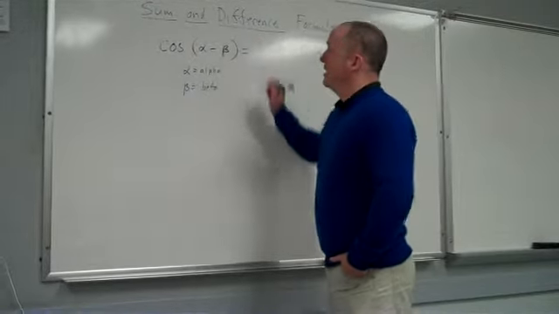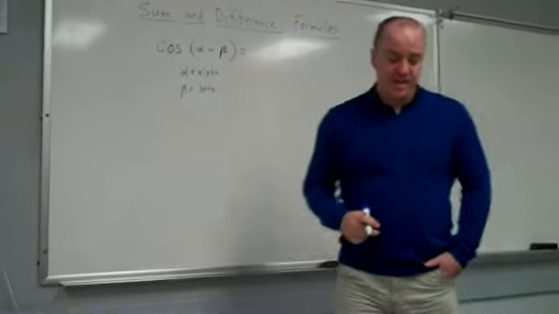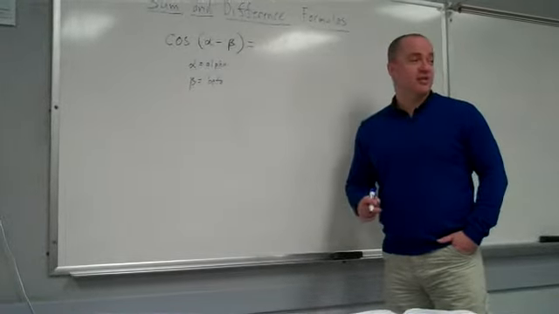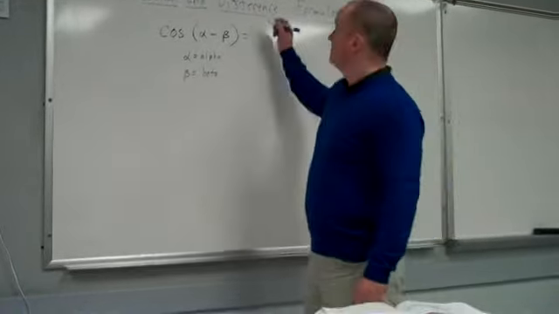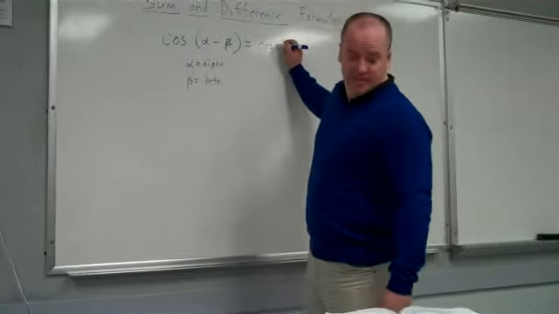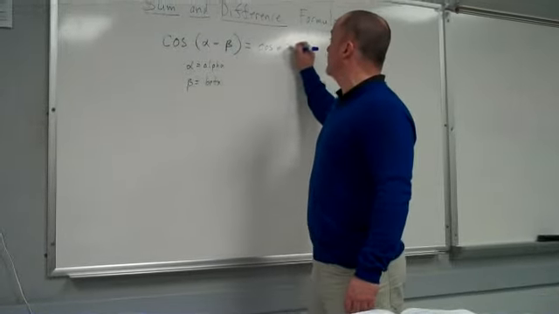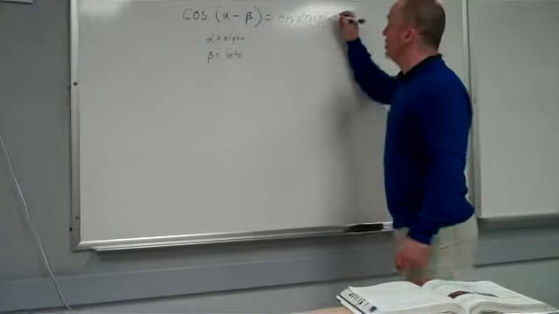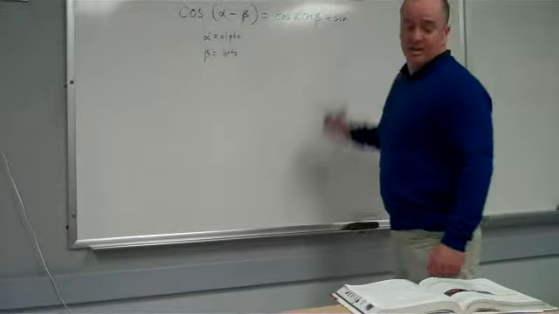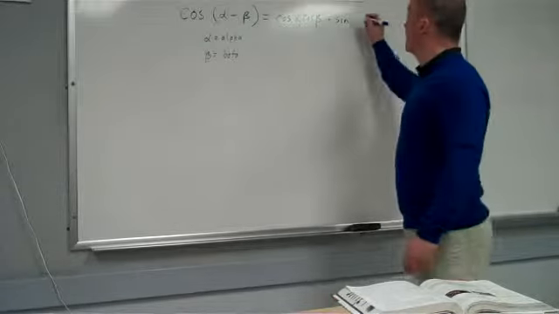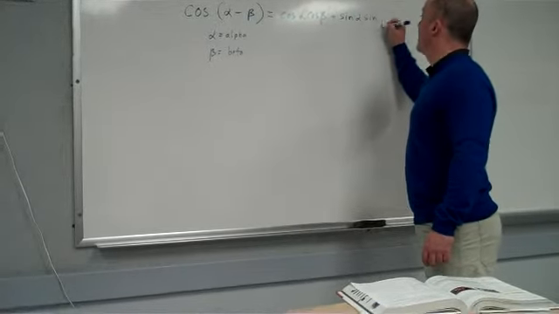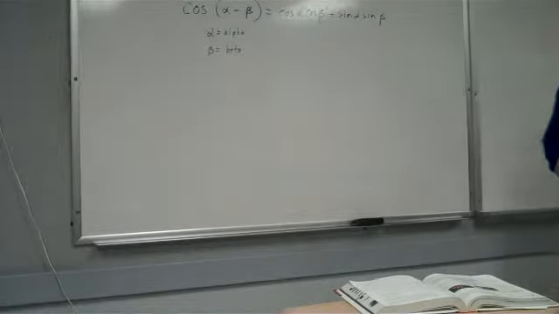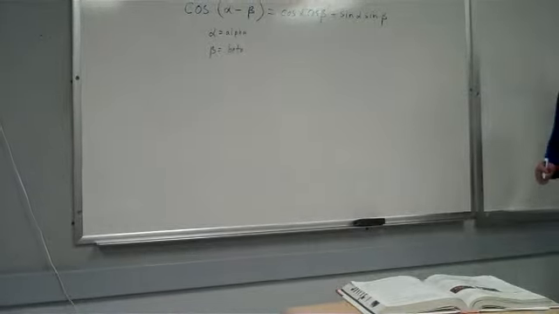At any rate, if you have the cosine of a difference, there's subtraction going on. The formula, and I always double check these, get settled back there and pay attention, is the cosine of the first angle times the cosine of the second angle plus the sine of the first angle times the sine of the second angle. Okay? Are you sure? I am sure. I was double checking, but I am sure.